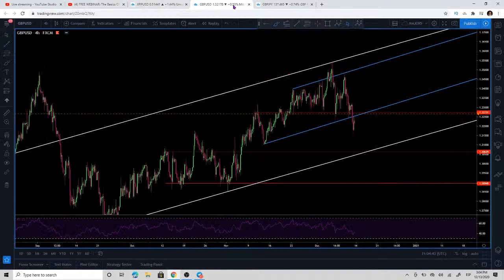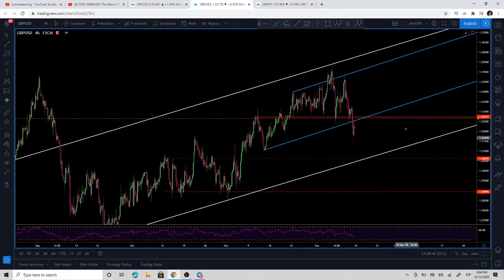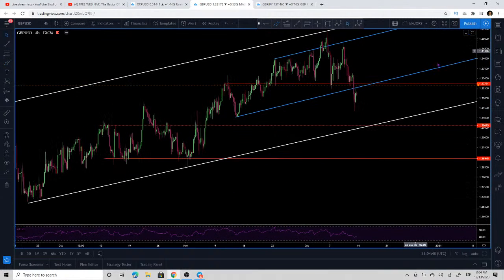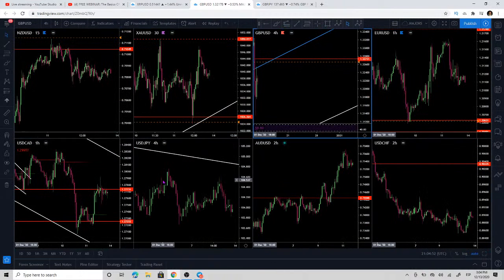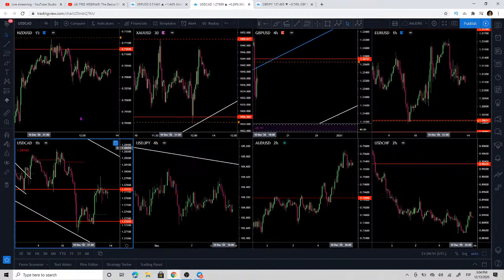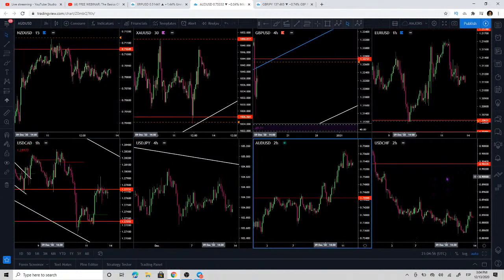So we went through the pound versus the US dollar. Those are my thoughts on the pound versus the USD. I'm looking to sell and sell only. Right. Let's continue. The Aussie. I don't really trade the Aussie.